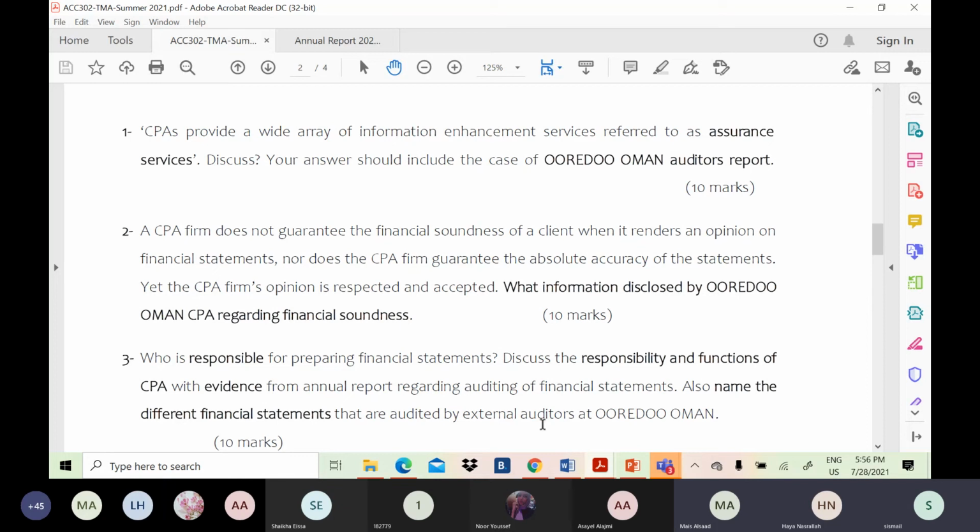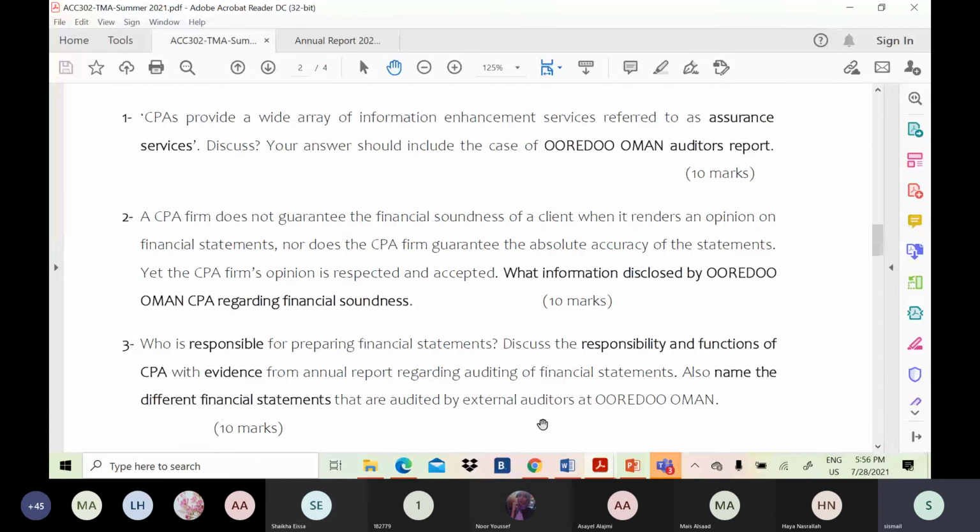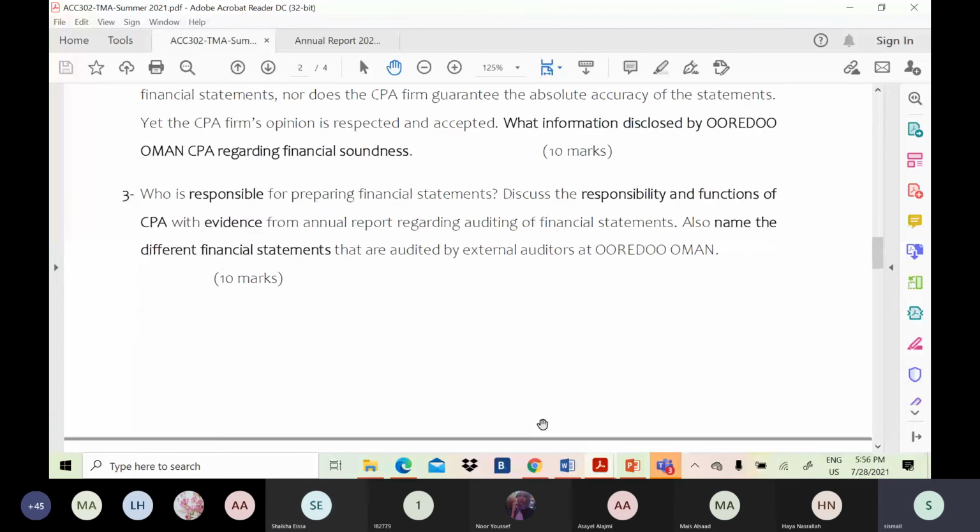Question number 3. 4 parts. Yes, 4 parts. What is the responsibility? Who is responsible? This is number 1, the responsibility of the CPA. This is number 2, evidence. This is number 3, the name of the financial statement. So I can say 4 parts.